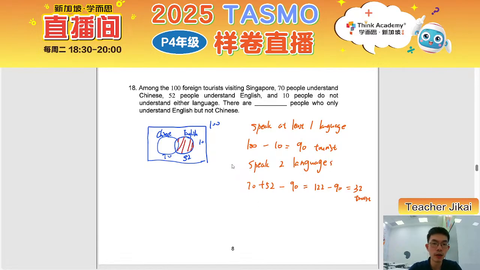So who only understands English but not Chinese? It is just those who speak English, so we have 52 minus those who speak both, 32 here. So the answer here is 20 tourists. Yes, we have 20 people who understand English but not Chinese.